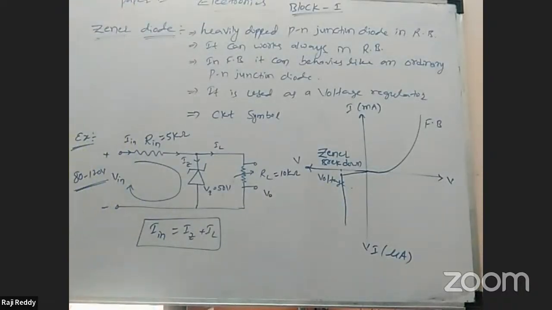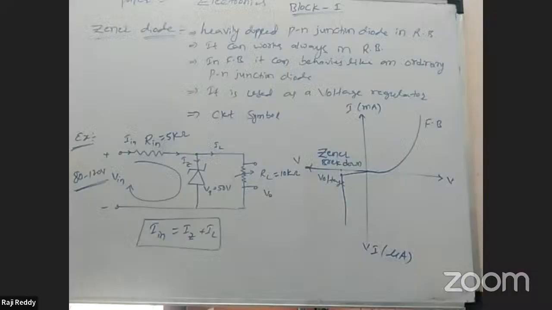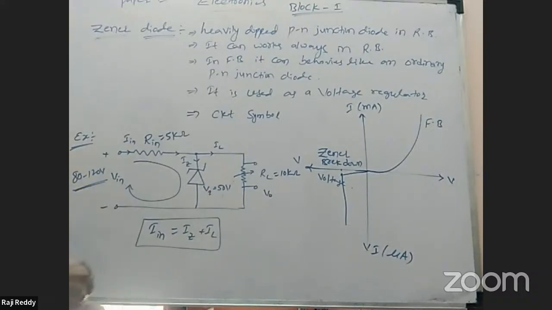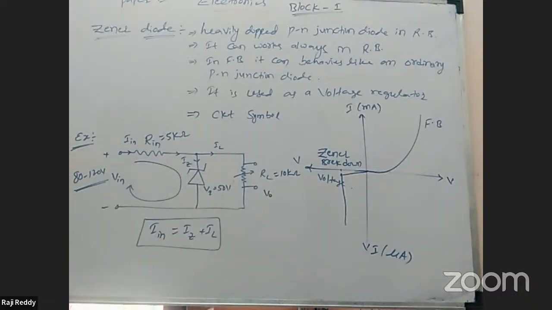Zener diode. Once again repeating the point here. A heavily doped PN junction diode in reverse bias is called a Zener diode. It can work in reverse bias.